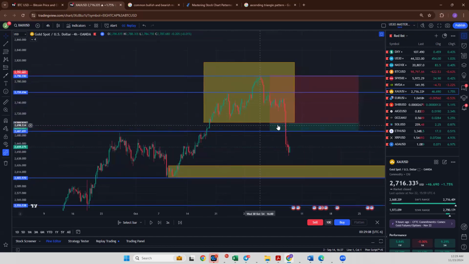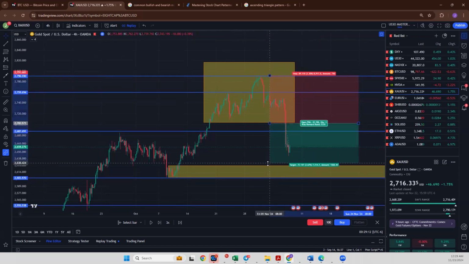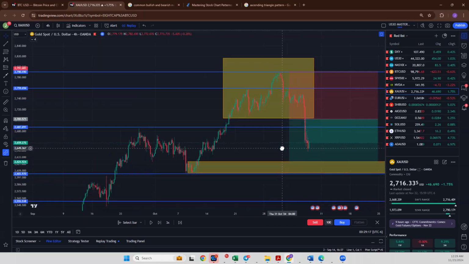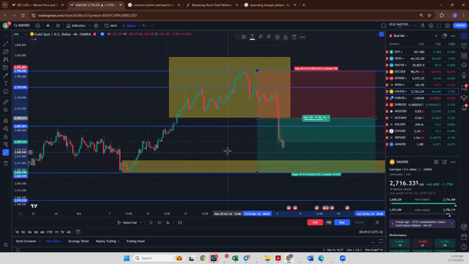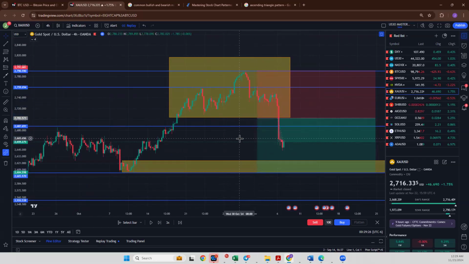But bear in mind, if you do that, then again, your risk to reward has to become significantly larger than what it is. And that puts you at about a 0.87. If you would like, you can target this level here at the very bottom, which would give you a 1.1.